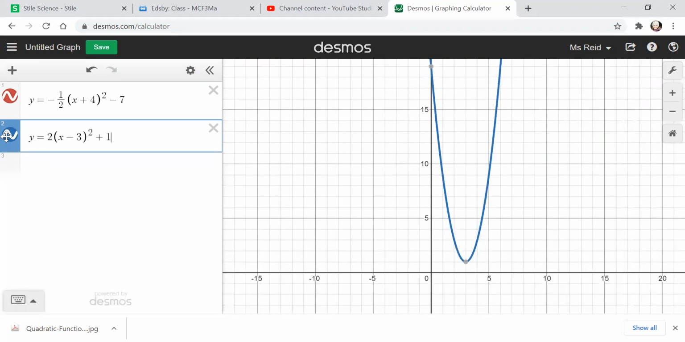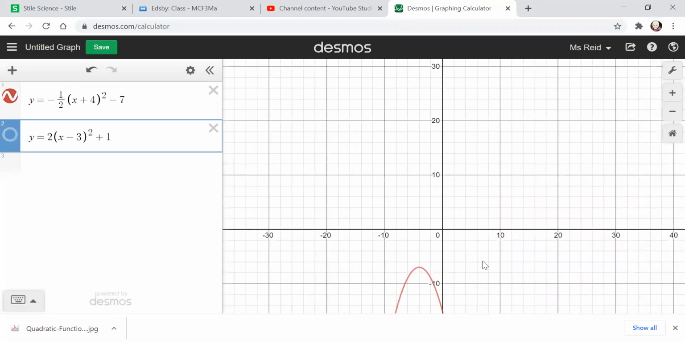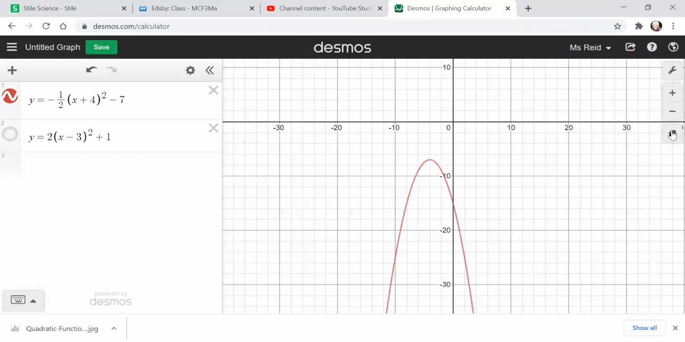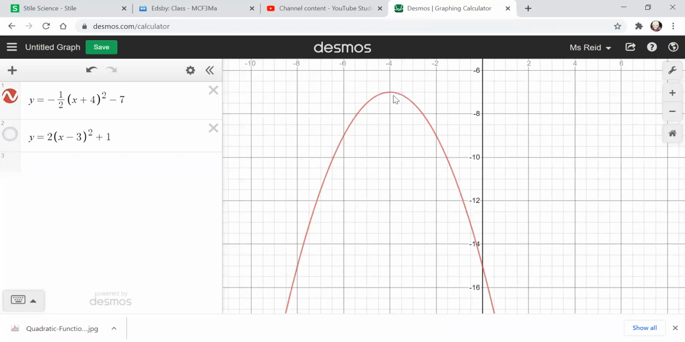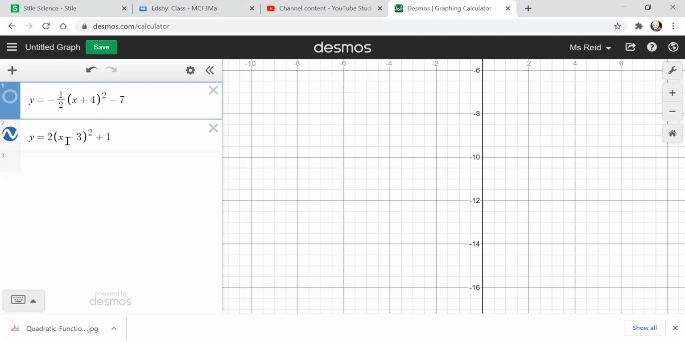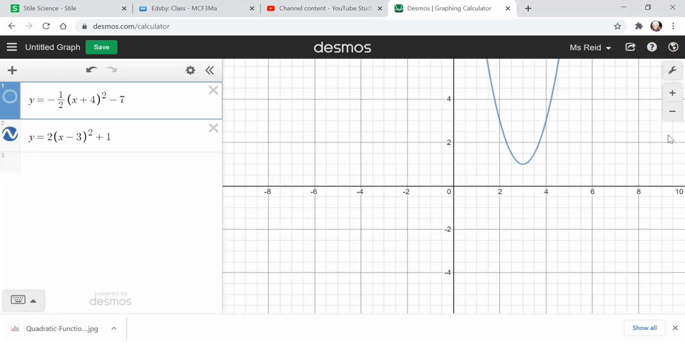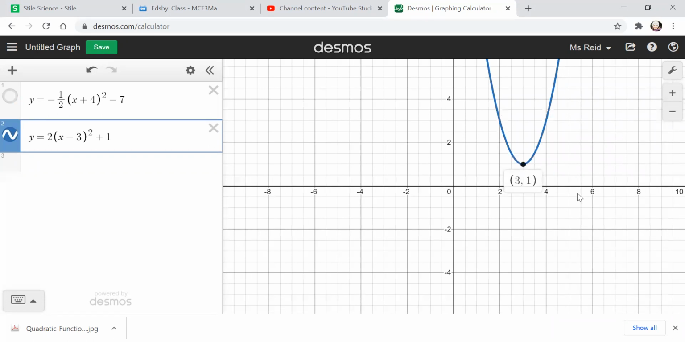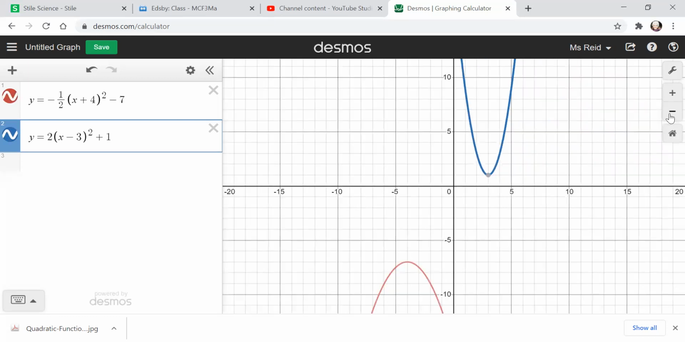Okay, so let's look at the red one first. There it is. You guys said it opened down, compressed, so wide, with the vertex at -4, -7. And you were correct. This is a wider parabola than we started with. So that's awesome. Open down, wide, -4, -7. The second one you guys said was opening up, stretched, and at +3, 1. So opened up, stretched, +3, 1. So you guys got both of those correct. Questions on that?